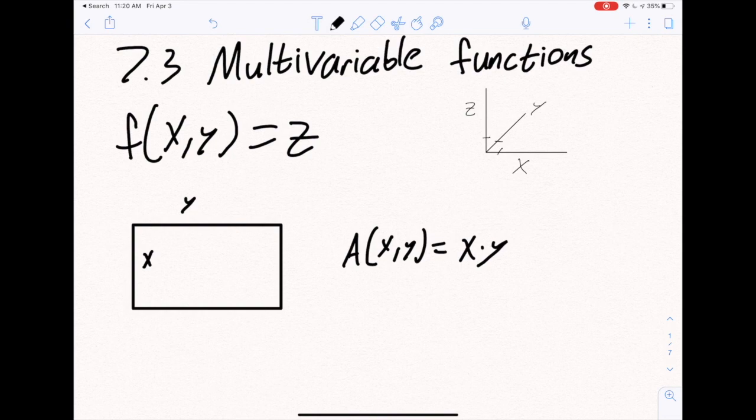Now, this may sound really complicated, but it's just the same thing that we've been doing. You've been doing it your whole life. You just haven't been calling it a multivariable function. So one example, I think the easiest example of a multivariable function is the area of a rectangle.